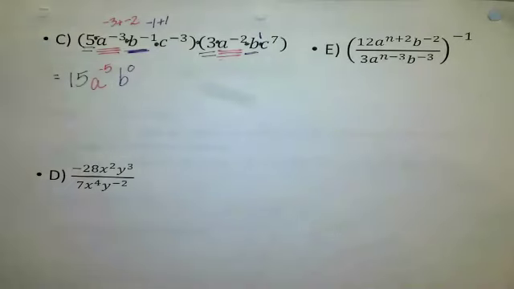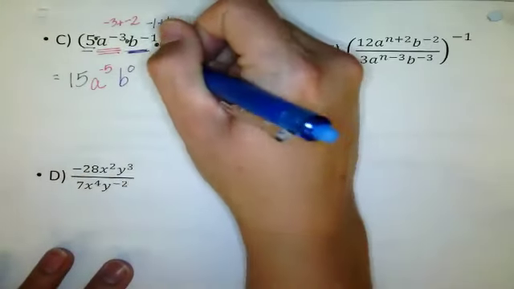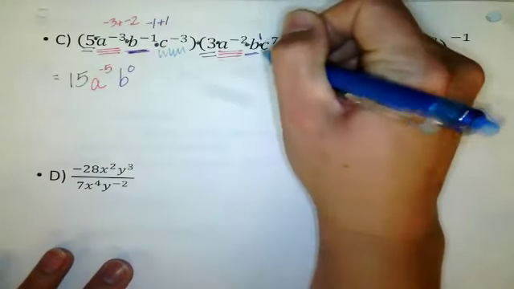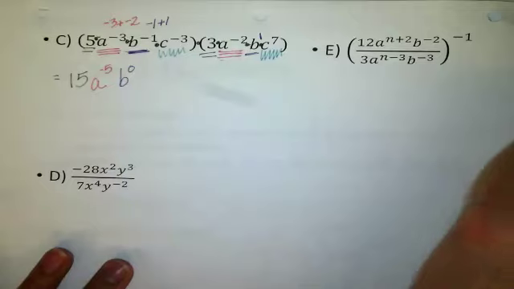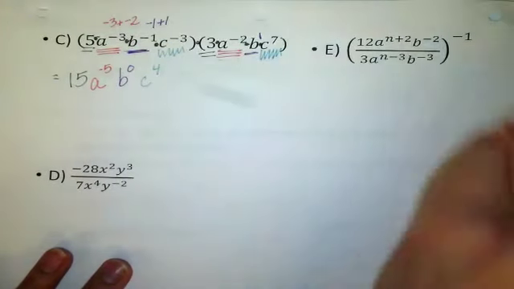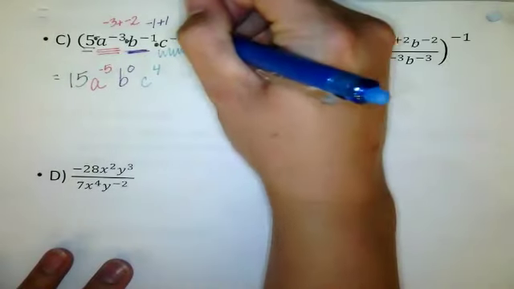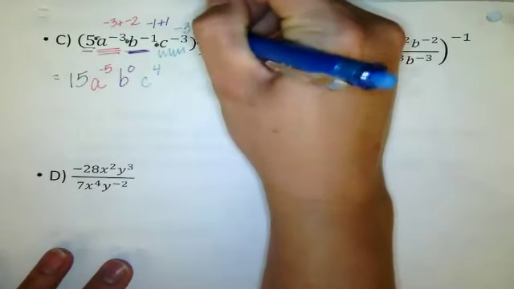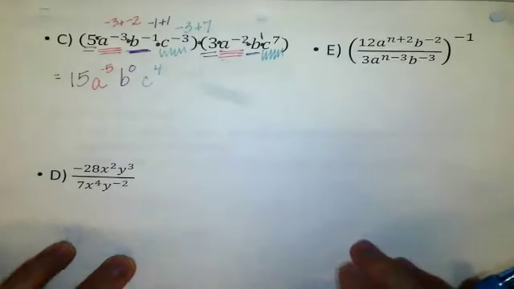Negative 1 plus 1 is 0. Very good. So that is just 1. We'll get rid of that on the next go around. And then c to the negative 3 times c to the 7th is going to give you c to the 4th because you add the exponents. Negative 3 plus 7.